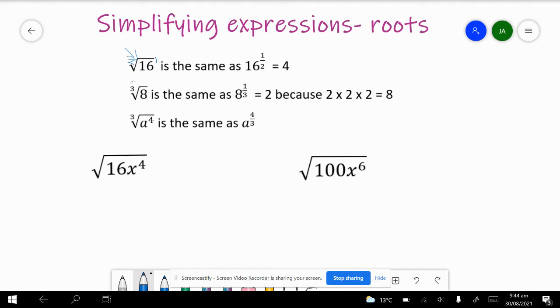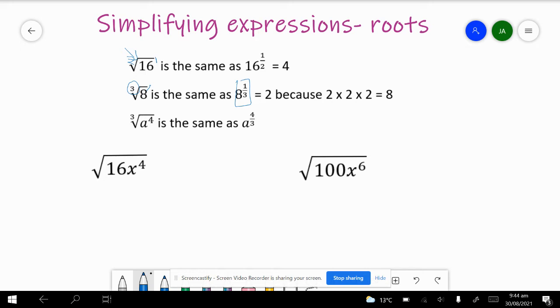This bit here with the little 3 means that you're finding the cube root of it. So following the same pattern, that's 8 to the power of 1, and you're finding the cube root of it. So that becomes 8 to the power of a third. Now, what number times itself 3 times equals 8? That has to equal 2, because 2 times 2 is 4, times 2 equals 8. So the cube root of 8 equals 2.